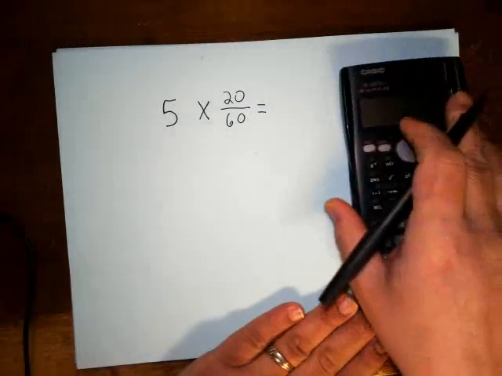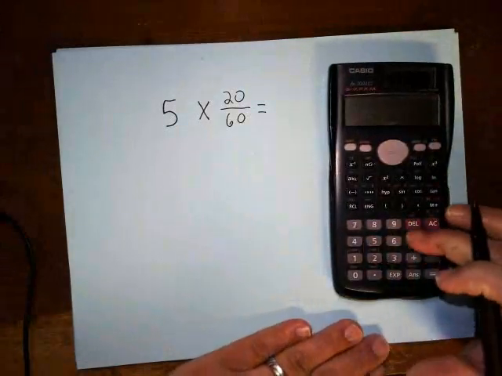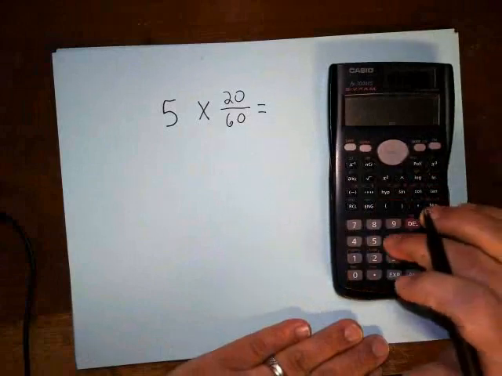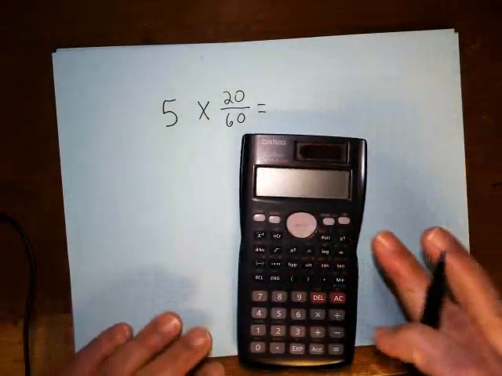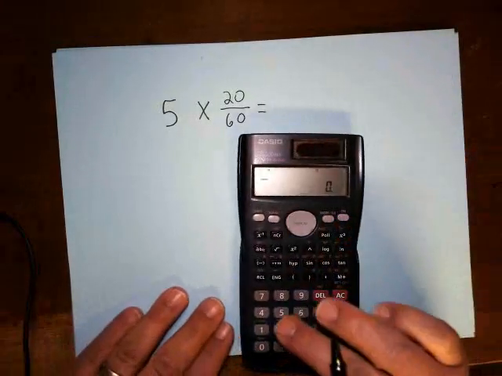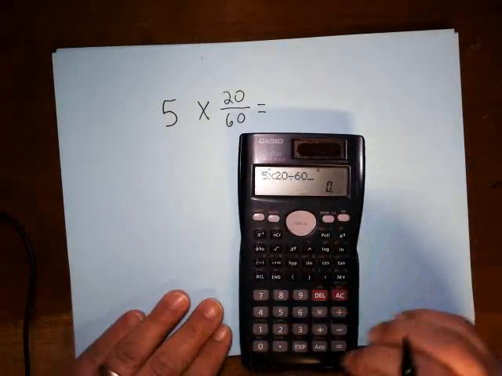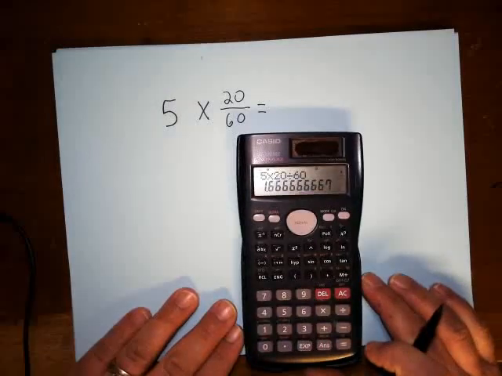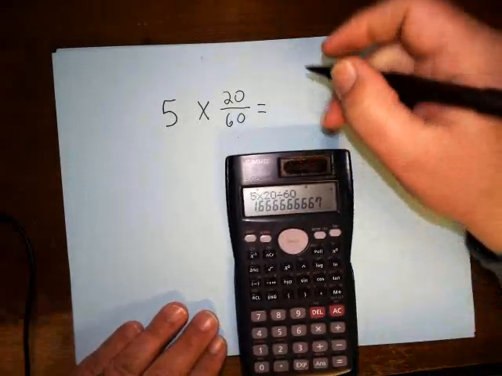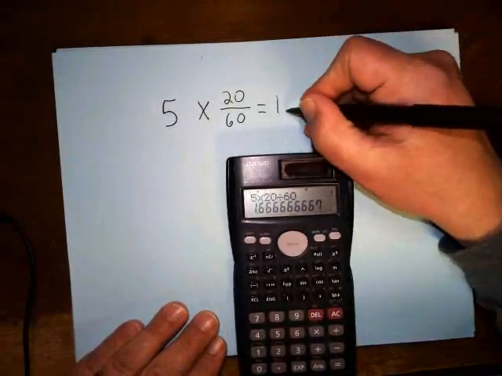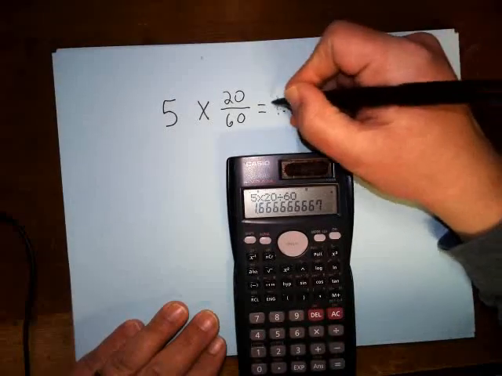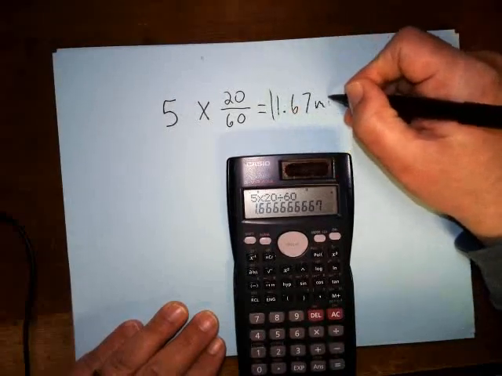And then when I do that, 5 times 20 divided by 60. Oops, turn on my calculator, right? 5 times 20 divided by 60. And I actually get 1 point, and I'm going to have to round, 1.67 miles.